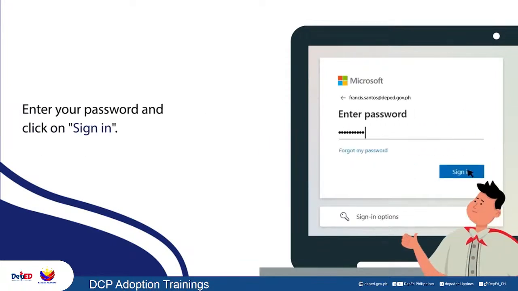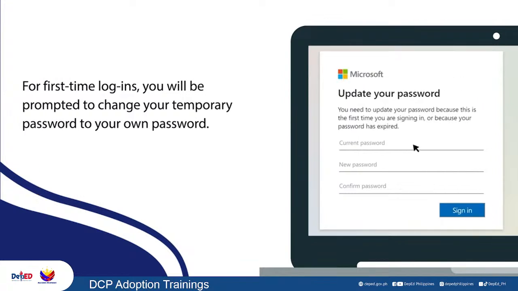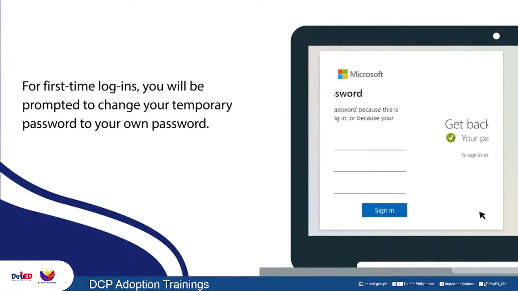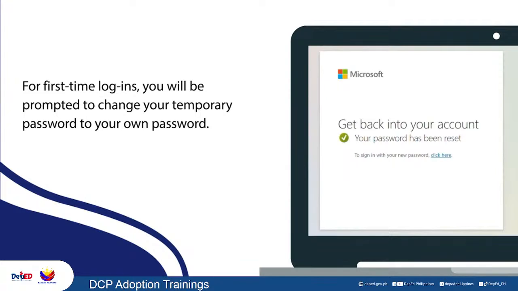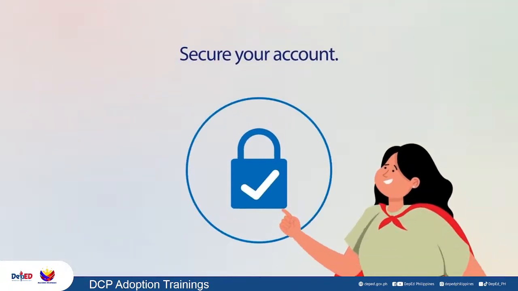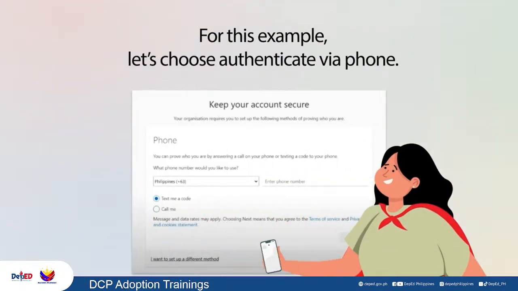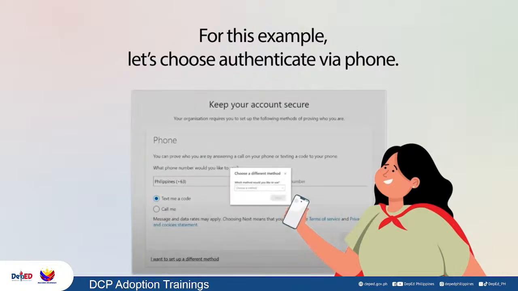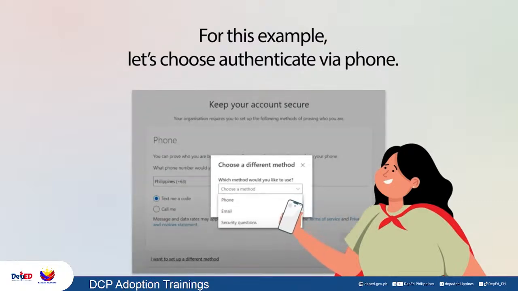Enter your temporary password and click Sign In. When logging in for the first time, you'll be required to change your password to a newer, stronger one. We encourage you to use a combination of uppercase and lowercase letters, numbers, and special characters. Please remember this password. Losing it will prevent you from accessing your account. We want to make sure that your account is fully protected. For this example, let's choose Authenticate via phone. This is the fastest and easiest way to secure your account for most users. Note that you can also secure your account via email or security questions.